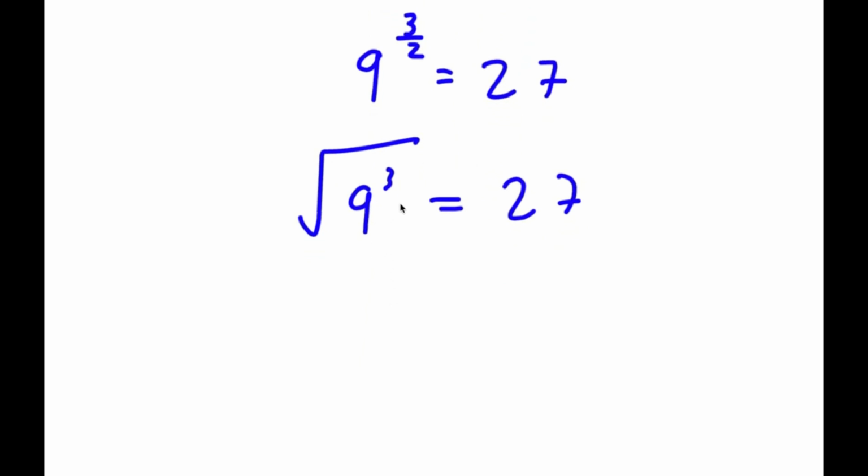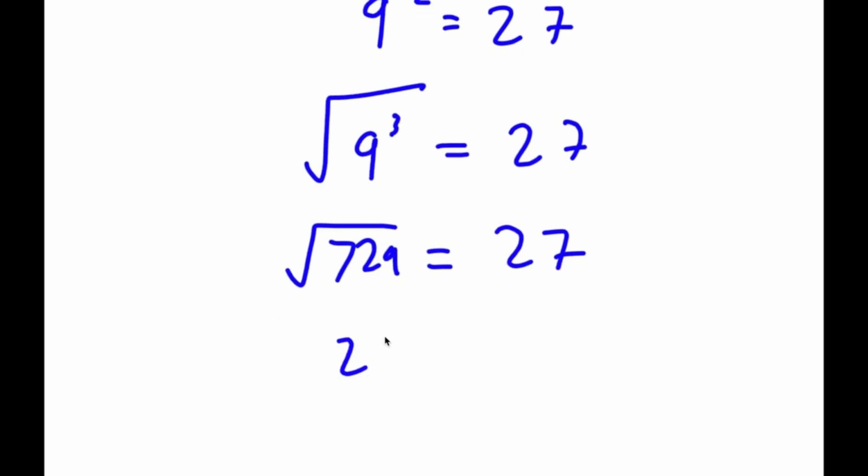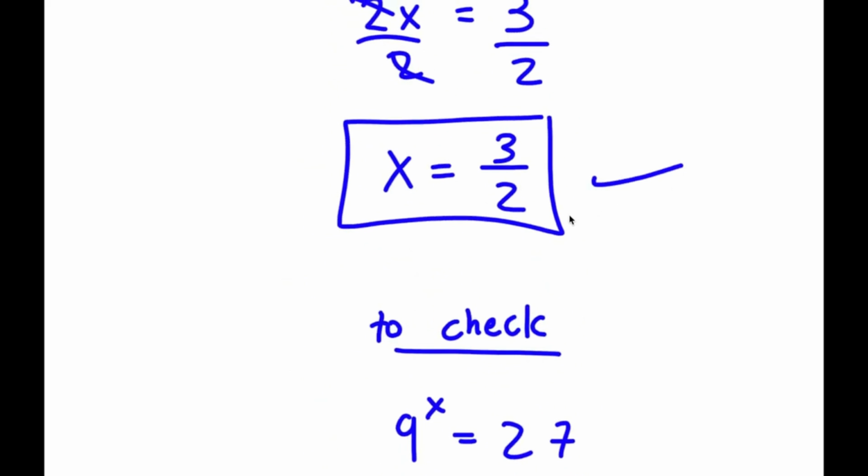Now 9 to the power of 3, 9 times 9 is 81. 81 times 9, that's going to be 729. So I have the square root of 729. And square root of 729 is 27. So I have 27 is equal to 27. And because this is right, my solution is right.